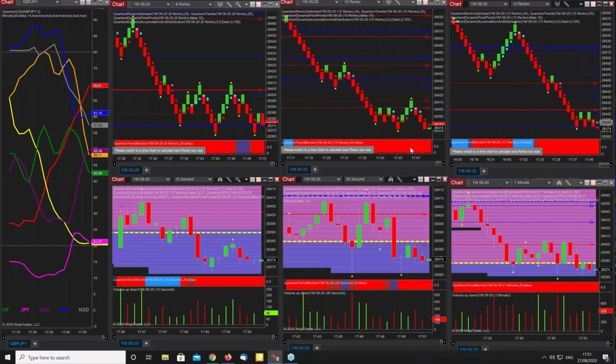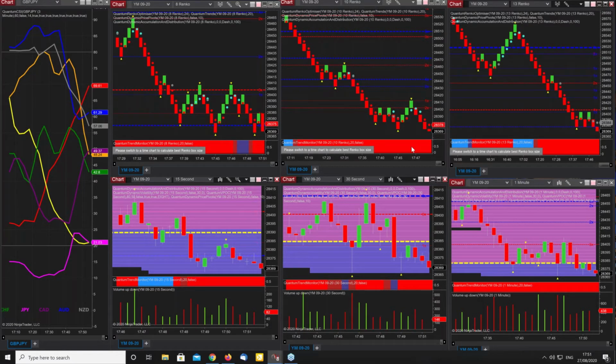And working on the renko bricks, they really are truly the best way of, sorry, excuse me, I think there's someone at the door.